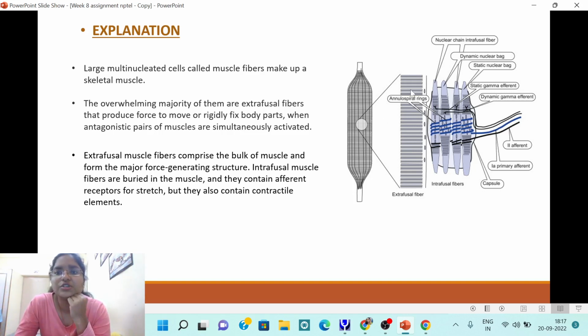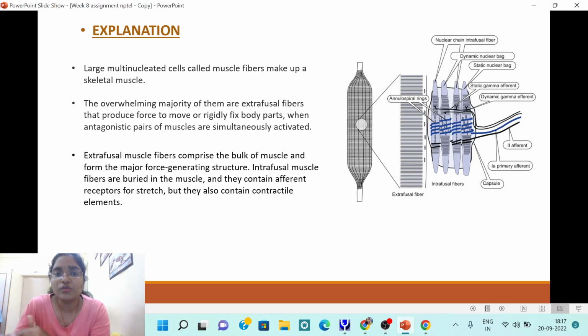So what is the function of these extrafusal fibers? They produce force to move or rigidly fix the body parts. Obviously skeletal muscles are present in our hands, in our legs, and in our limbs basically. We always use force for any of our movement, for any of our work, and these extrafusal fibers help in doing that forceful work through our legs and hands, right?